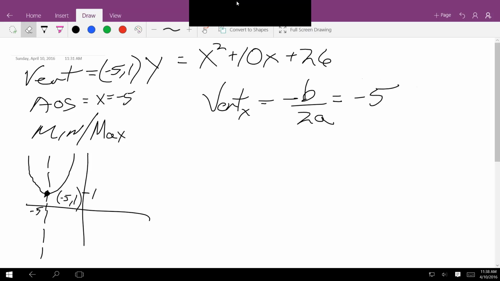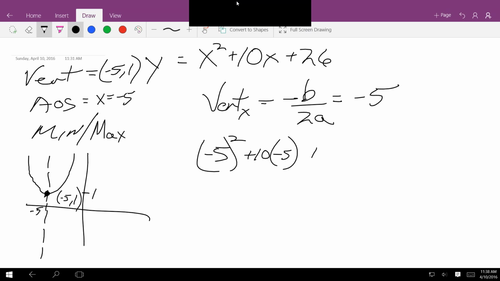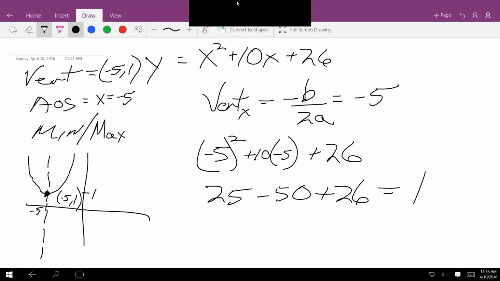So now that I have the x-coordinate of the vertex, I do still need the y-coordinate of the vertex. How do I get it? Just plug that in. So it's minus 5 squared plus 10 times minus 5. Again, I always recommend writing this as your first step. Don't try to do the calculations at the same time. There's my y coordinate right there. And now I can answer all three of these questions also.